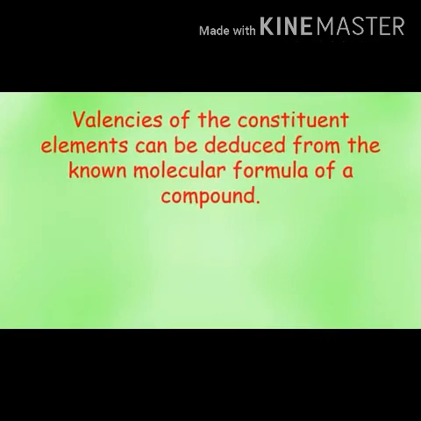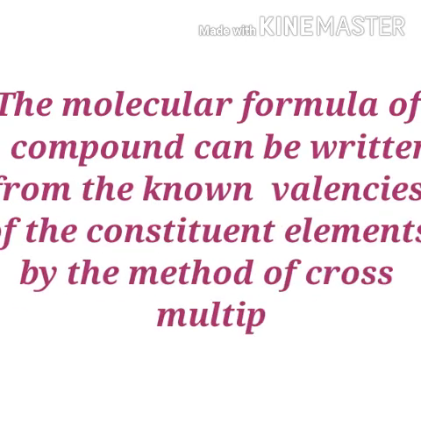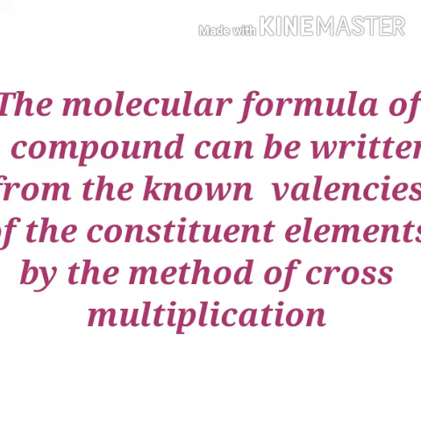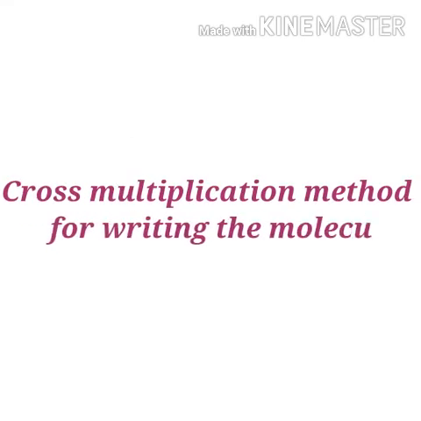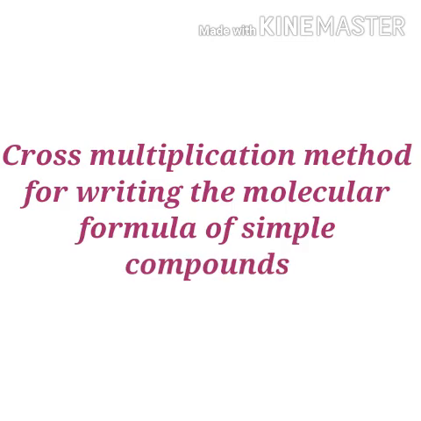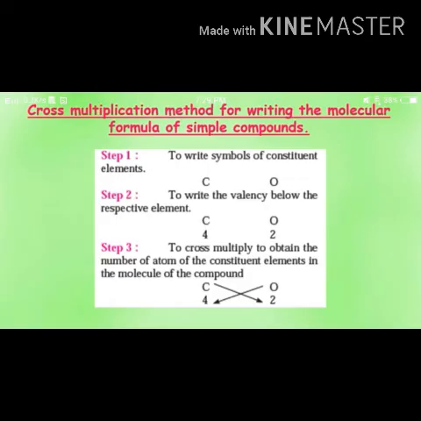Valencies of the constituent elements can be deduced from the known molecular formula of a compound. On the other hand, the molecular formula of a compound can be written from the known valencies of the constituent elements by the method of cross multiplication. Let us see the cross multiplication method for writing the molecular formula of simple compounds. Step 1. You have to write the symbols of the constituent elements of that compound. Like here, symbols are written C and O. In the second step, you have to write the valencies below the respective elements. So, valency of carbon is 4 and oxygen is 2.